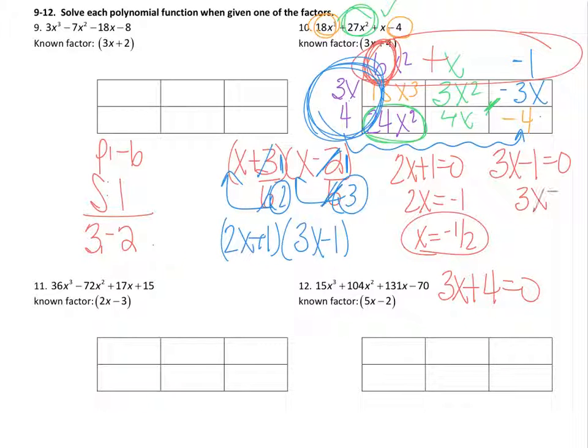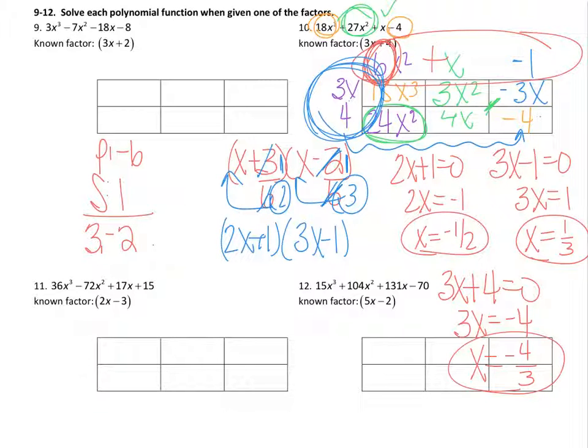For 3x minus 1, I would add 1 to both sides. That'll give me 3x equals 1. Divide by 3 gives me x equals positive 1/3. And for the given factor, I would subtract 4 from both sides. It's going to give me 3x equals negative 4. And I divide by 3, I get x equals negative 4/3. 3 answers.